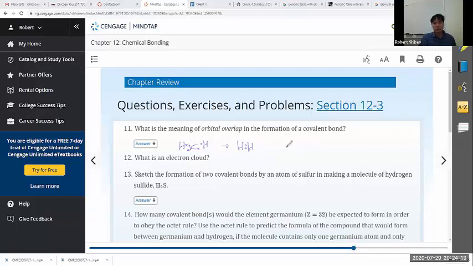Another way of showing that sharing is, hydrogen has 1, and so it has 1 electron in this 1s orbital. And another hydrogen has an electron in the 1s orbital. And so what happens here is this. The two atoms end up overlapping their 1s orbitals, like this.